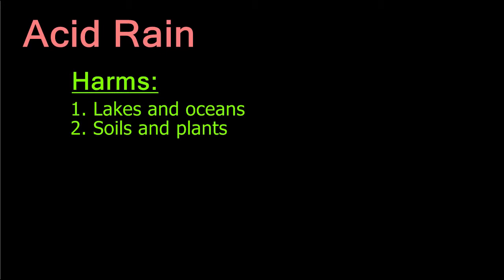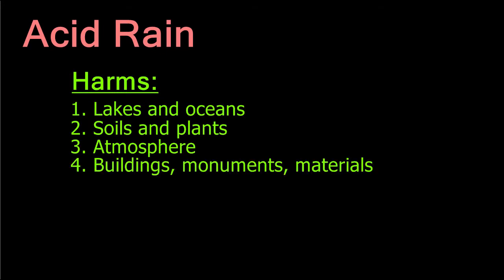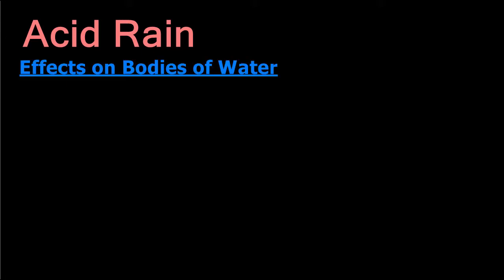plants that grow in them, the atmosphere, buildings, monuments, and other materials made by man, and human health. Let's take an in-depth look into the effects of acid rain on each of these items.